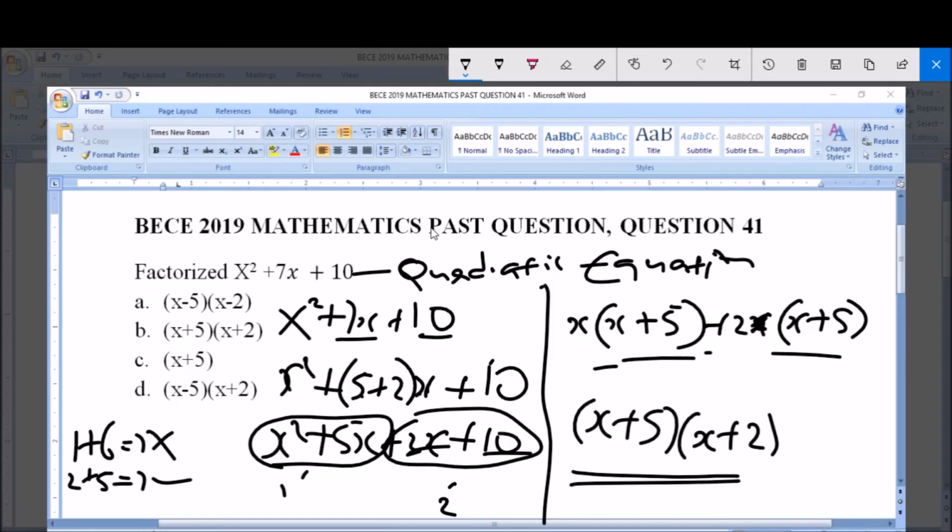Now let's go to the options and check which of these options correspond to our answer. A here says x minus 5, x minus 2, which is wrong. B here says x plus 5, x plus 2, which is correct. C says x plus 5, which is wrong. And D says x minus 5, x plus 2, which is wrong. So therefore, our answer is B, x plus 5, x plus 2.